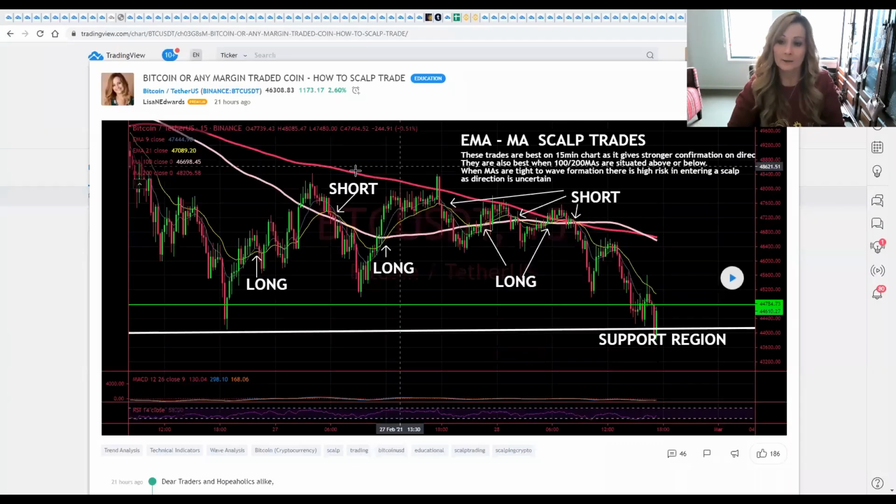I'm going to walk you through how to scalp trade step by step. So this is a post that was on TradingView yesterday. So if you're watching this, it's on TradingView. So let me share my screen and we'll break this down. So this is the post. It's an EMA MA scalp trade.